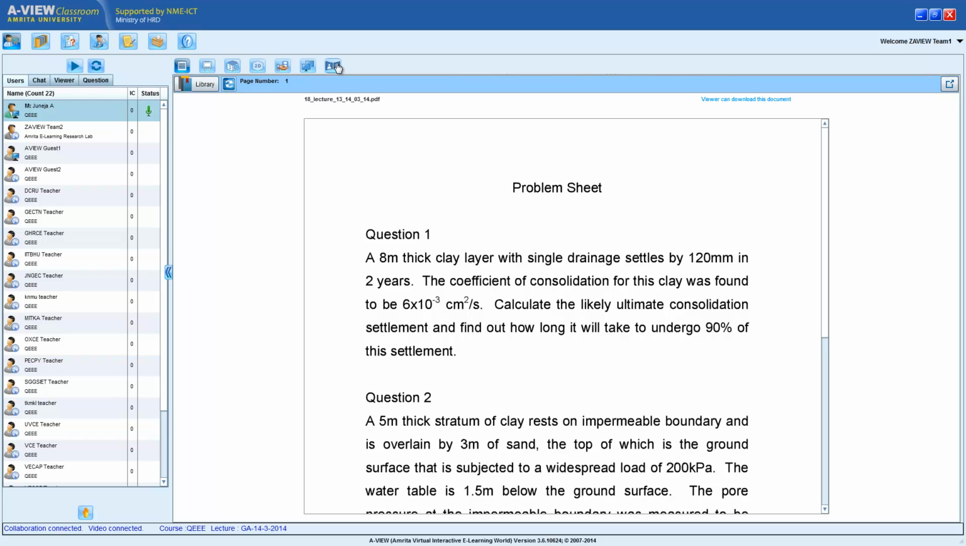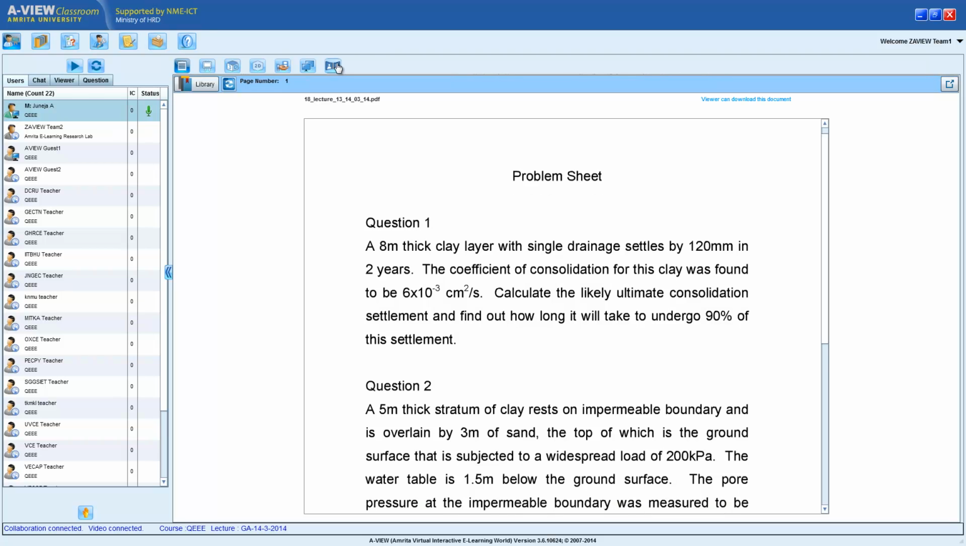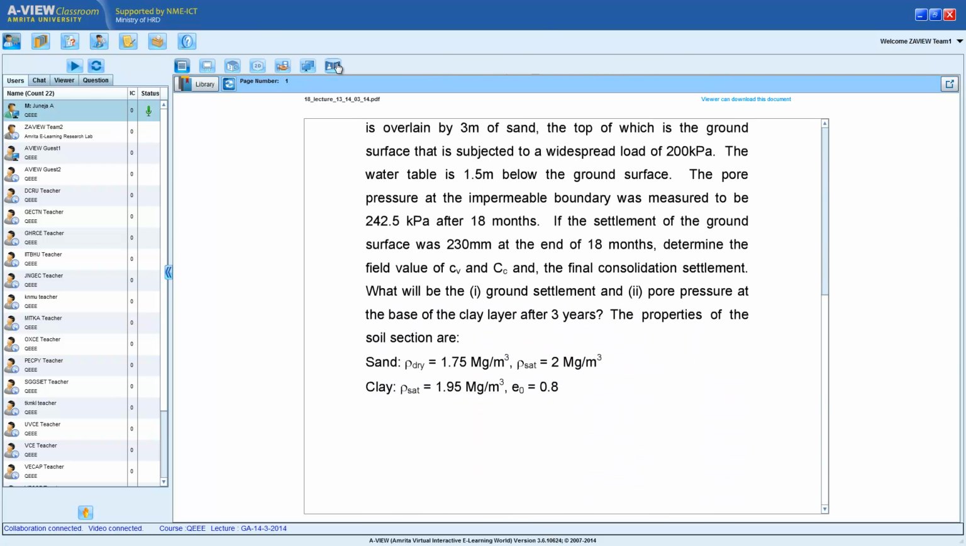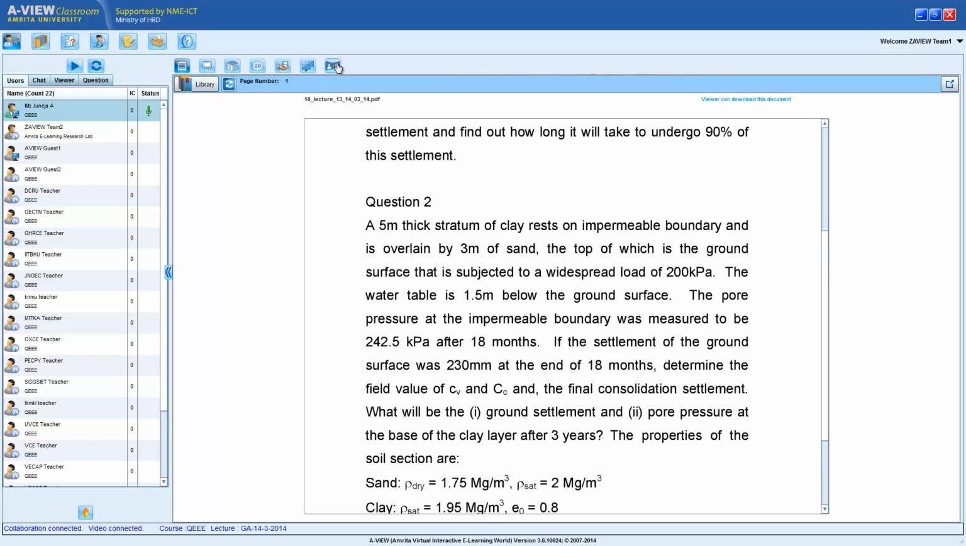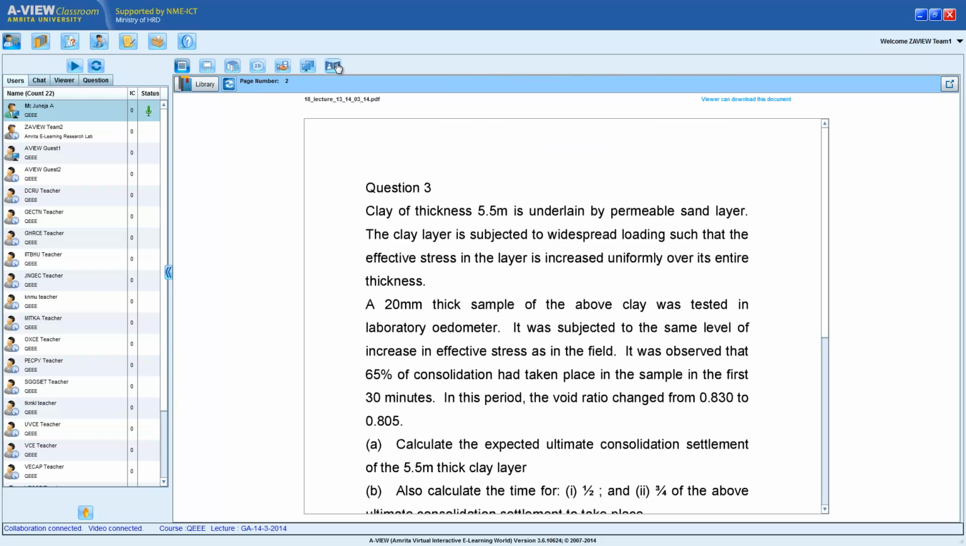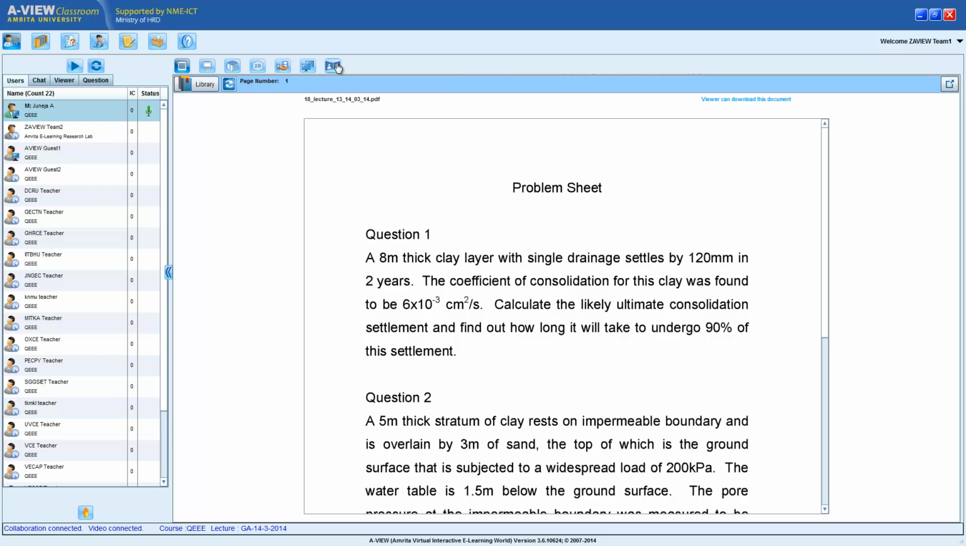It's a problem sheet which consists of 3 questions. Question 1, question 2, and the third one is on the next sheet. We'll attempt to do question 1 and maybe 2 as well. I will leave question 3 as a homework task. You can go home and try this.